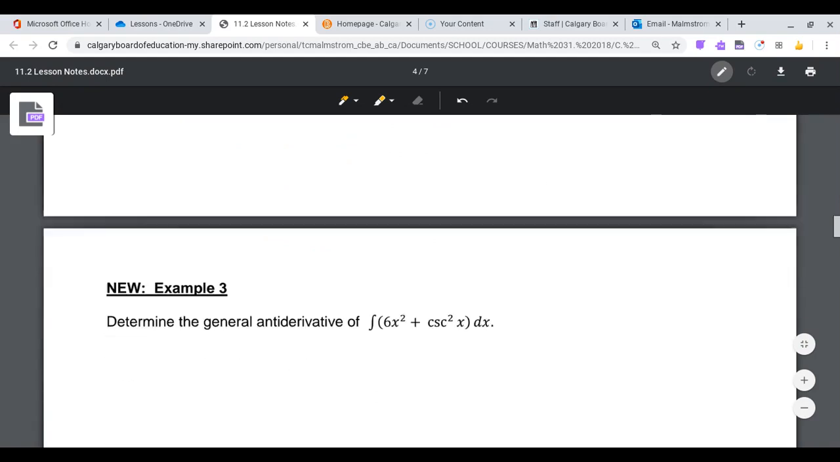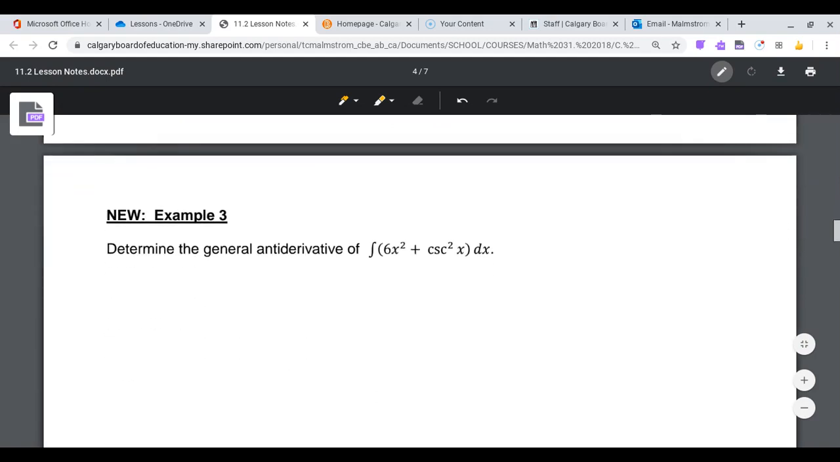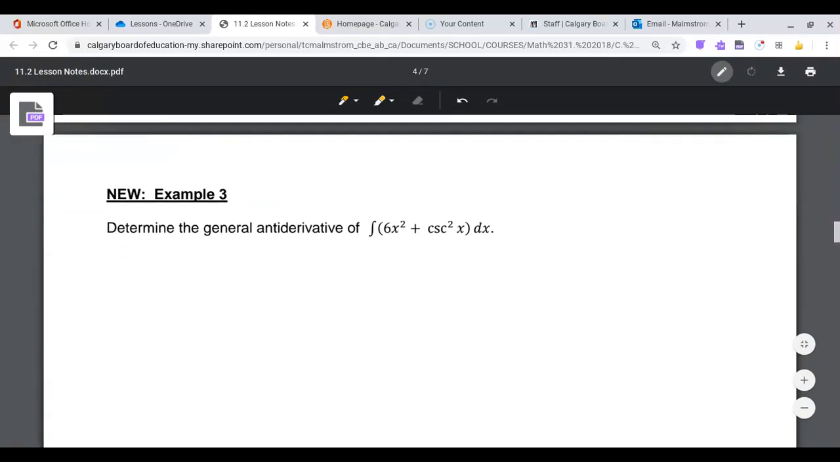I've put in a couple of new examples. These are not in the lesson package that you would have printed off, just to give you a couple more examples. So this one says to determine the general antiderivative. So this is what we would call an indefinite integral because there's no boundaries, okay?